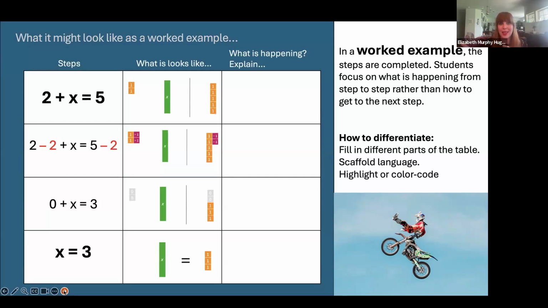So there's lots of different ways that you can differentiate. I always say it goes back to what is your objective? What do you want students to get from this? You can also highlight, color code. This is a simple example, but you can apply this worked example structure to any of the problems that you have.